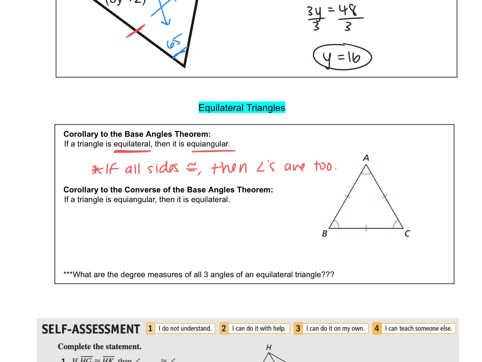So then this is a great question. If we have an equilateral triangle, which means it's also equiangular, all the angles are the same, what does each angle have to be then? 60. Yeah, that's the only way that they could all be the same and add up to 180. This was very bare bones notes. Do you have questions for me?